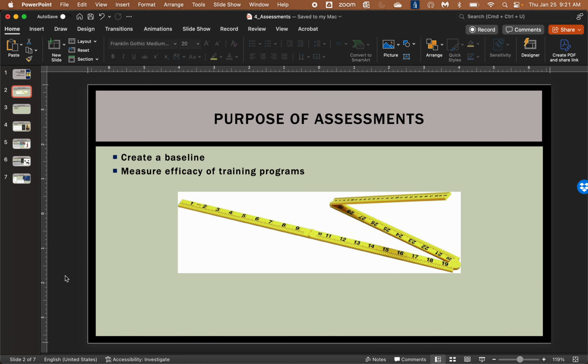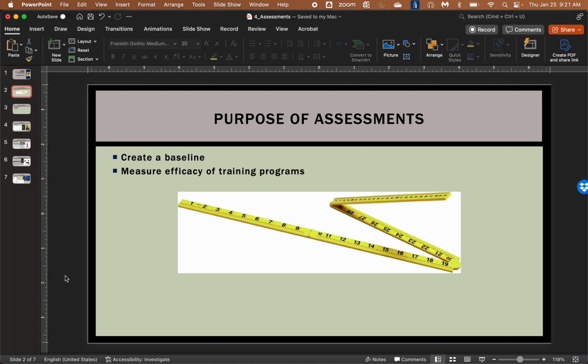So what's the purpose of performance assessments? Well, it allows us to create a baseline. It's hard to run a race if you don't know where the starting line is. So we want to get an idea of where someone's level of performance is so that when we design training programs for these folks and athletes, we can get an idea of what needs to go into those training programs based on what they're capable of right now.